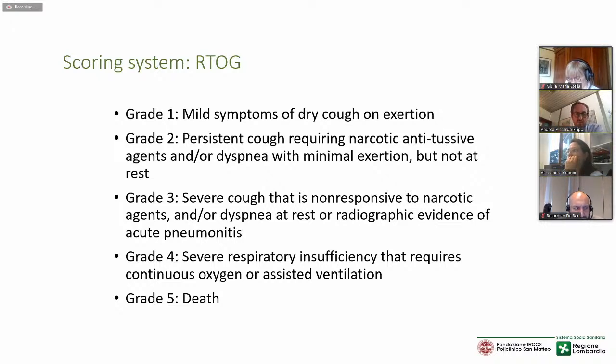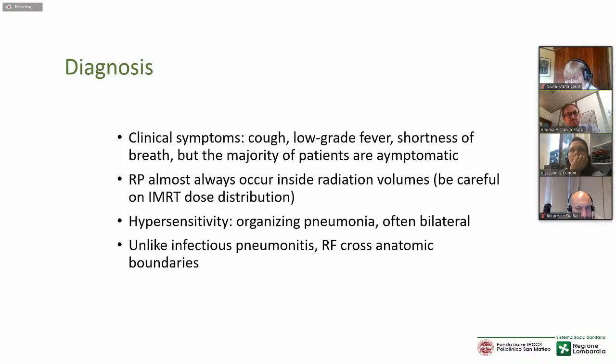Most of the time we have a grade 3 in less than 50% of the patients, but our attention is high for the patient developing a grade 3 toxicity, which means severe cough non-responsive to narcotic agents, dyspnea, radiographic evidence of acute pneumonitis. Grade 4 and grade 5 are very rare events in conventional radiation therapy outside clinical trials. So the diagnosis is based on clinical symptoms and on radiological findings.